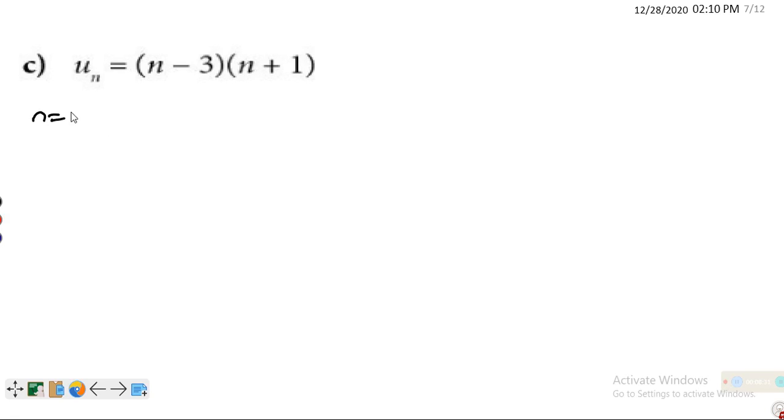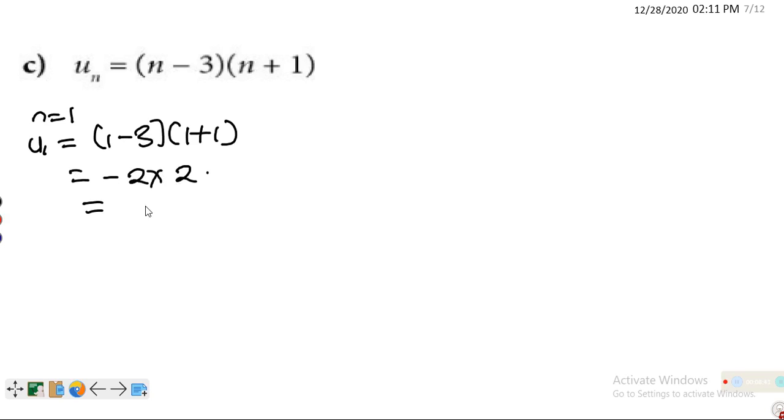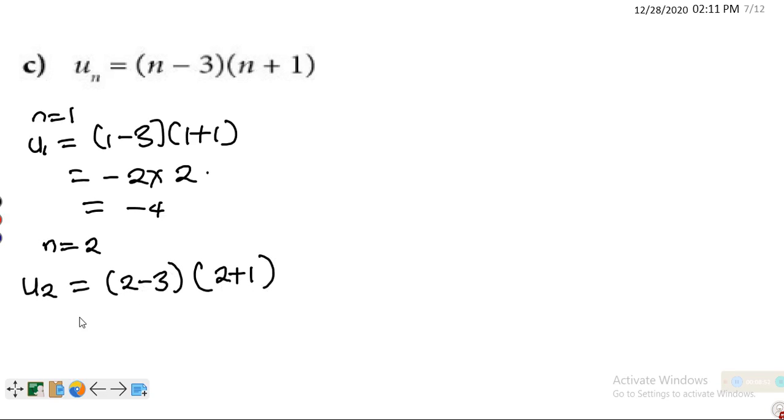So when n equals 1, we have u1 equals 1 minus 3 into 1 plus 1. This is minus 2 multiplied by 2, which is minus 4. When n equals 2, we have u2 equals 2 minus 3 into 2 plus 1, which is minus 1 multiplied by 3, which is minus 3.